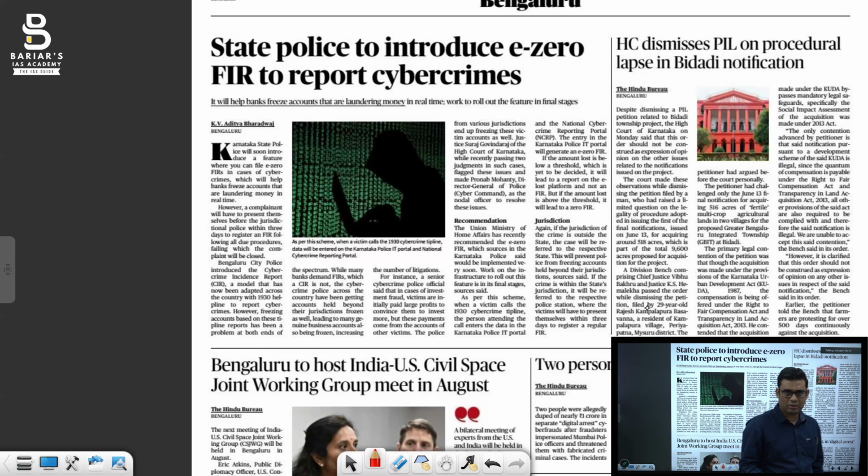So that is what this article reads. In this case, you can see over here, Karnataka State Police will soon introduce a feature where you can file an E0 FIR in case of cyber crimes. That's the first thing. Second, in the next paragraph you can see, however, a complainant will have to present themselves before the jurisdictional police within 3 days to register an FIR.